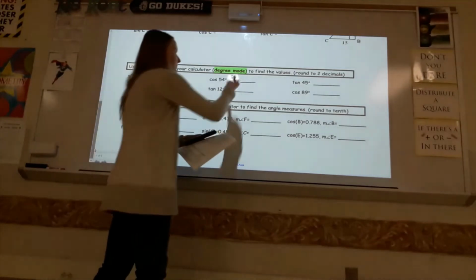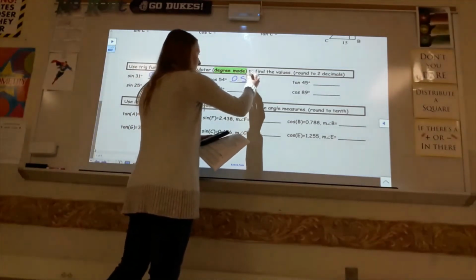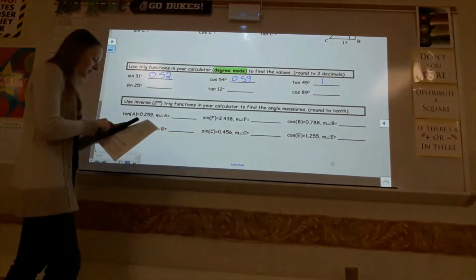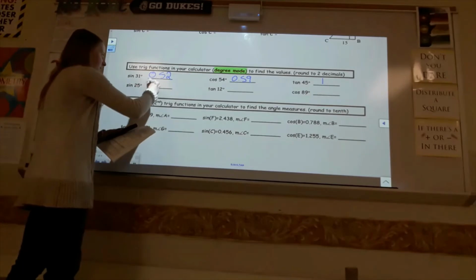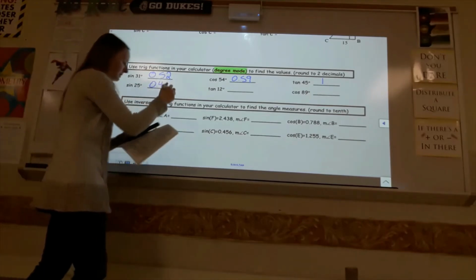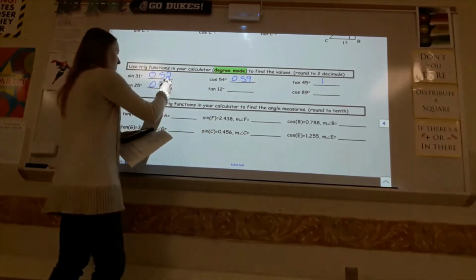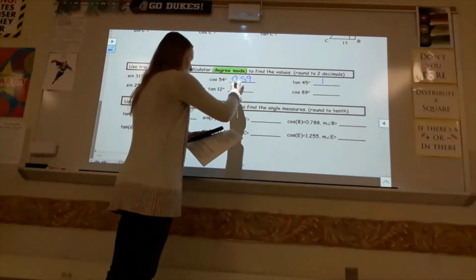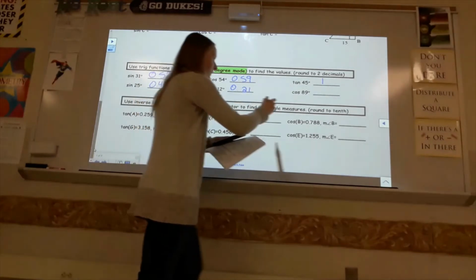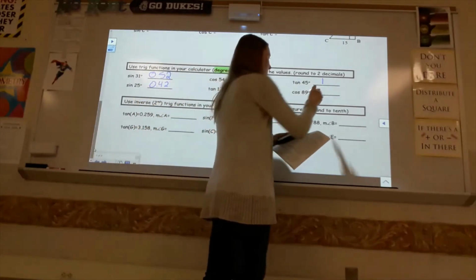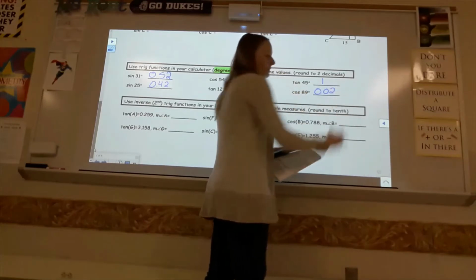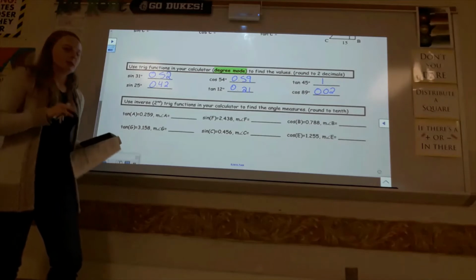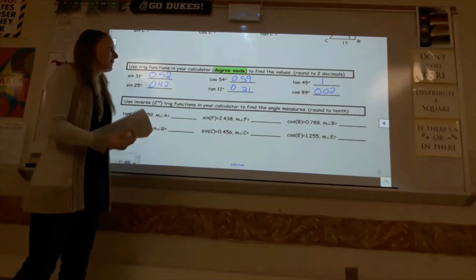Cosine of 54 is 0.59 rounded. The tangent of 45 is 1. When you put it in your calculator, the sine of 25 is 0.43 rounded. Just kidding, 0.42. The tangent of 12 is 0.21. And then the cosine of 89 is 0.02 rounded. Okay? That's how you find your straightforward sine, cosine, and tangent when you know the actual angle measure.